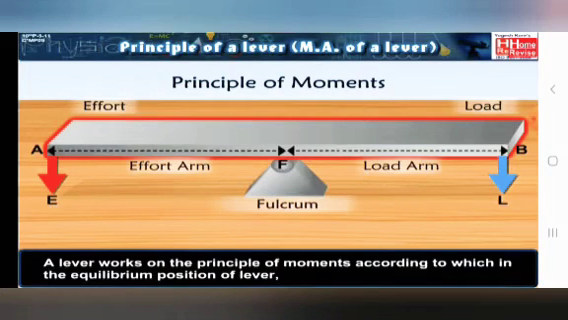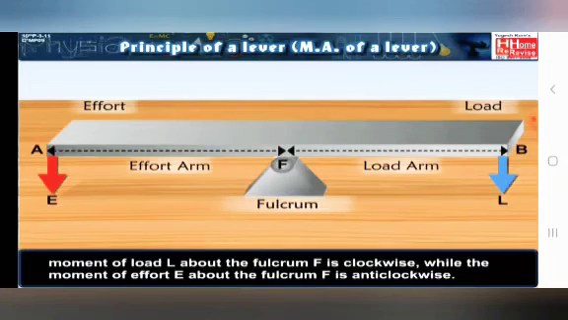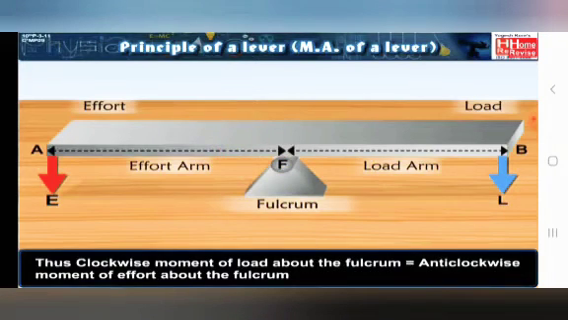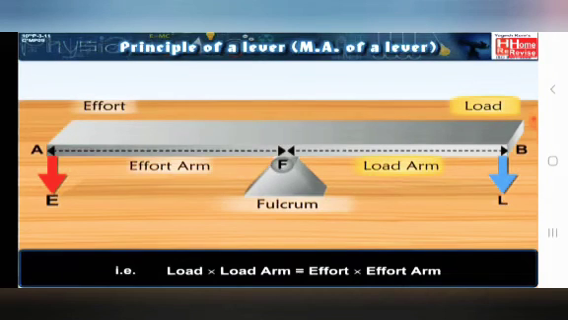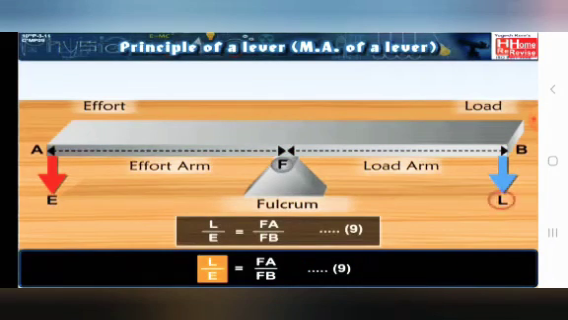A lever works on the principle of moments, according to which in the equilibrium position of the lever, the moment of load about the fulcrum must be equal to the moment of effort about the fulcrum, and the two moments must always be in opposite direction. Moment of load L about the fulcrum F is clockwise, while the moment of effort E about the fulcrum F is anti-clockwise. Thus, clockwise moment of load about the fulcrum is equal to anti-clockwise moment of effort about the fulcrum. That is, load into load arm is equal to effort into effort arm. L into FB is equal to E into FA. Or L upon E is equal to FA upon FB. Let this be equation 9.